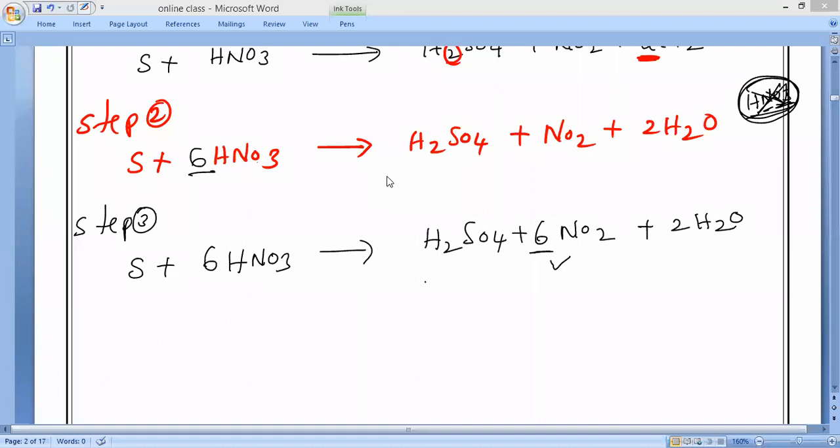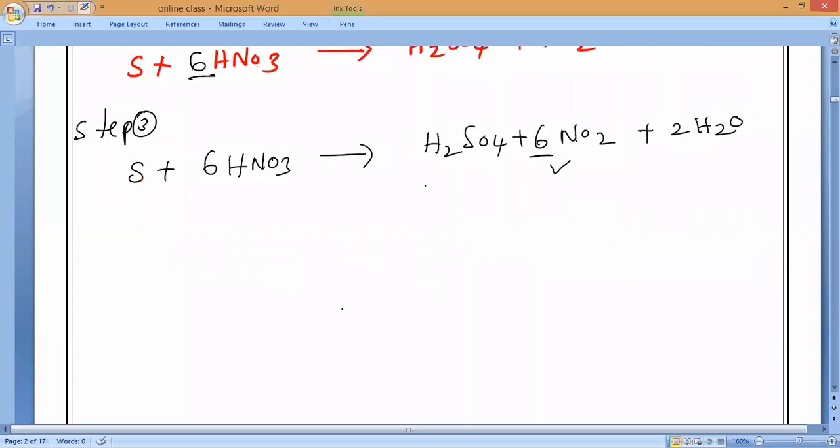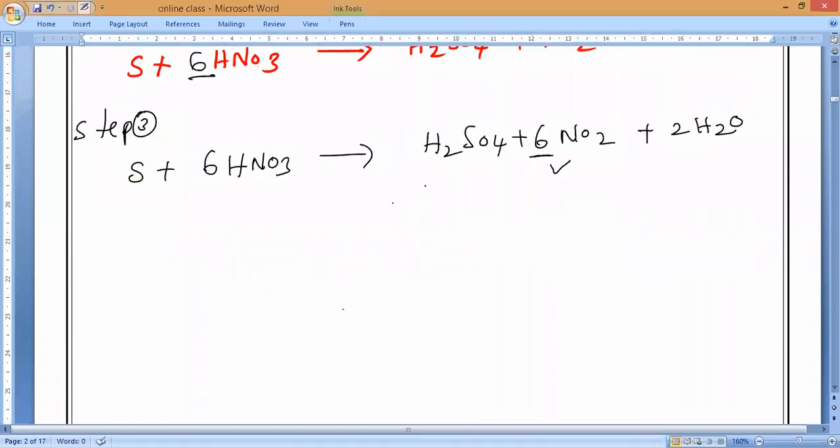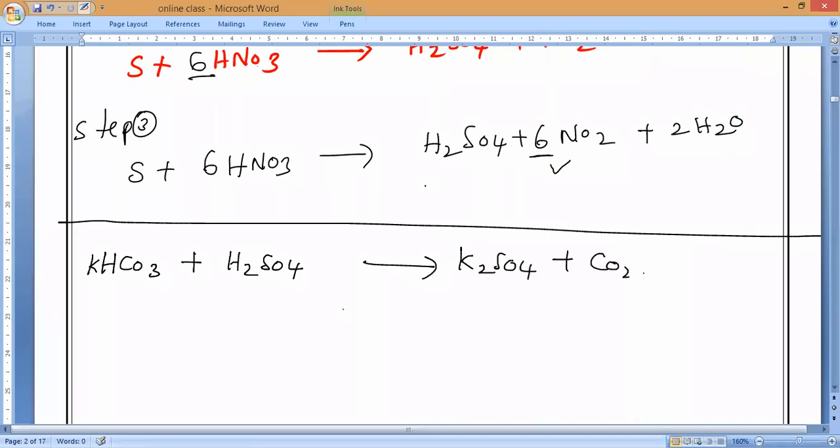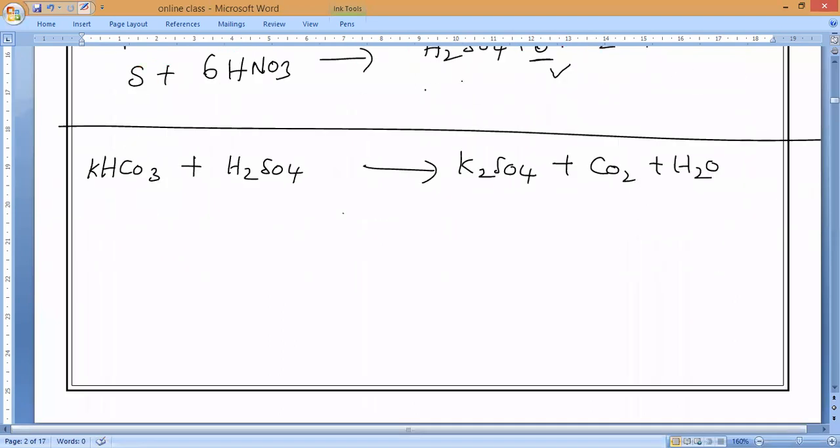Okay, next. KHCO3 plus H2SO4 will give you K2SO4 plus CO2 plus H2. Let me see who will balance. I'm giving you 2 minutes time. So make it a box and everything, make it fast and constructive.